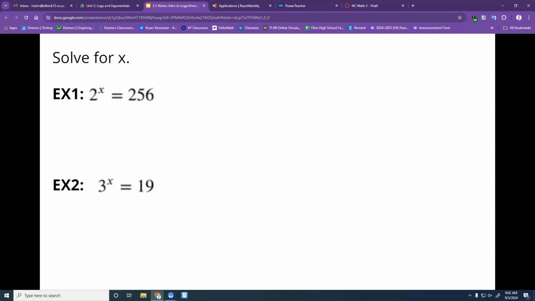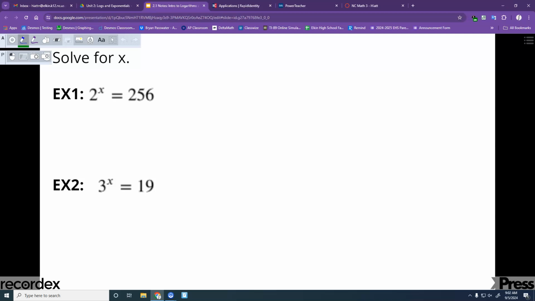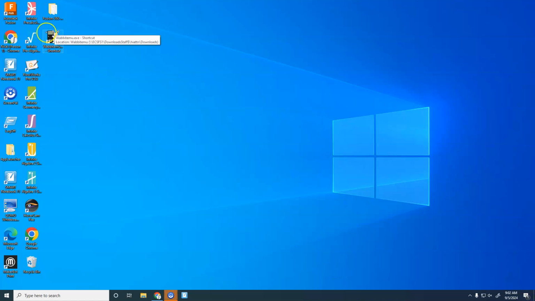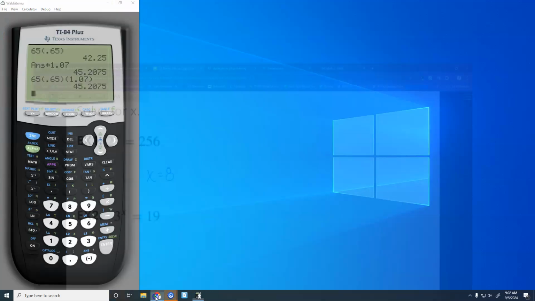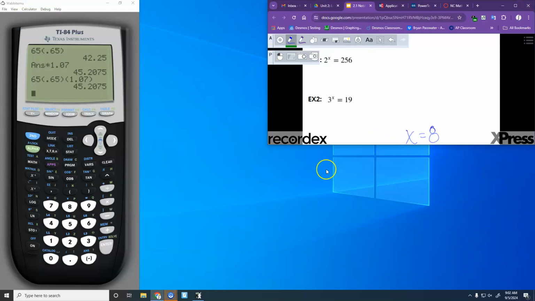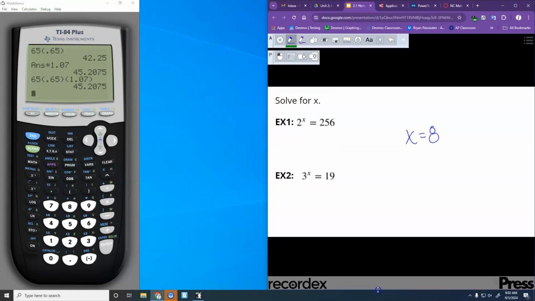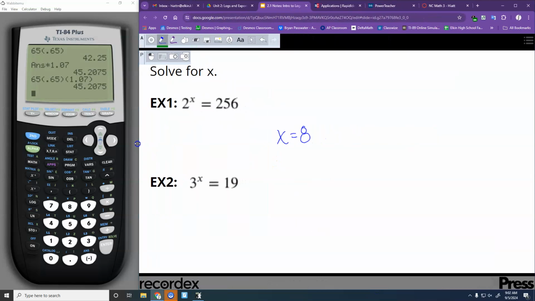It is 8. Is that right? I'm not double checking her. Y'all tell me if she's wrong. Is that what you got, Lily? So x would equal 8. Because if you type in, let me just pull up my calculator here too. Okay, so if I just type in 2 to the 8th power, I get 256. So guess and check, it's 8. All right, try the next one.